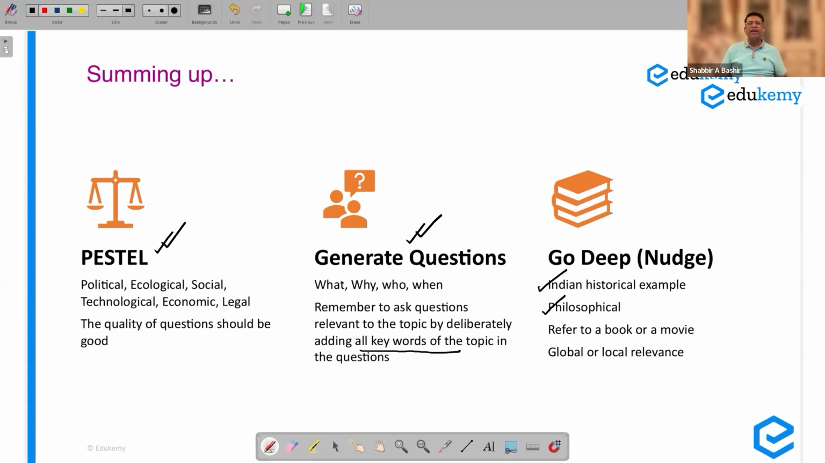Go deep with a philosophical reference. Go deep by referring to a book or a movie. Go deep by giving a global example, and also a historical example.